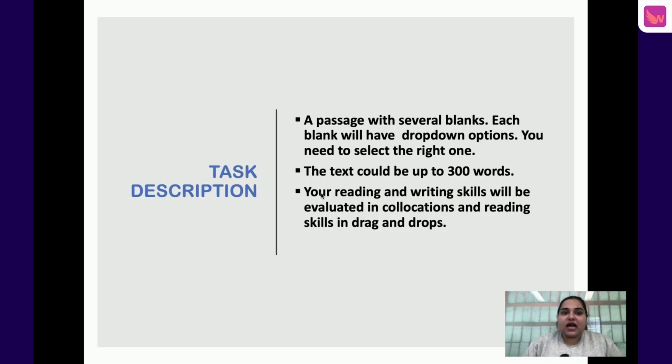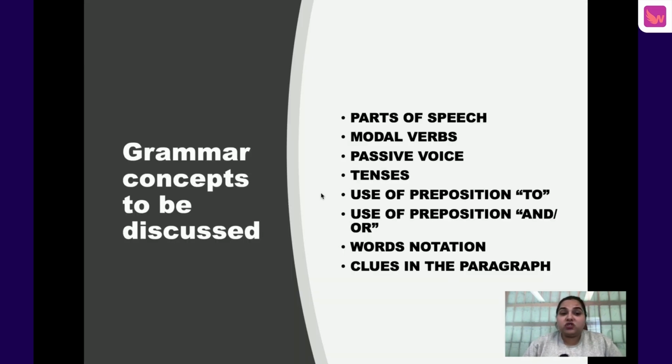So let us see what's the task description. You will be given a passage with several blanks. Each blank will have drop down options. You need to select the right one. The text could be up to 300 words. Your reading and writing skills will be evaluated in collocations, and reading skills will be evaluated in your drag and drops. Now let us see what are the potential grammar concepts that I'm going to discuss with you today.